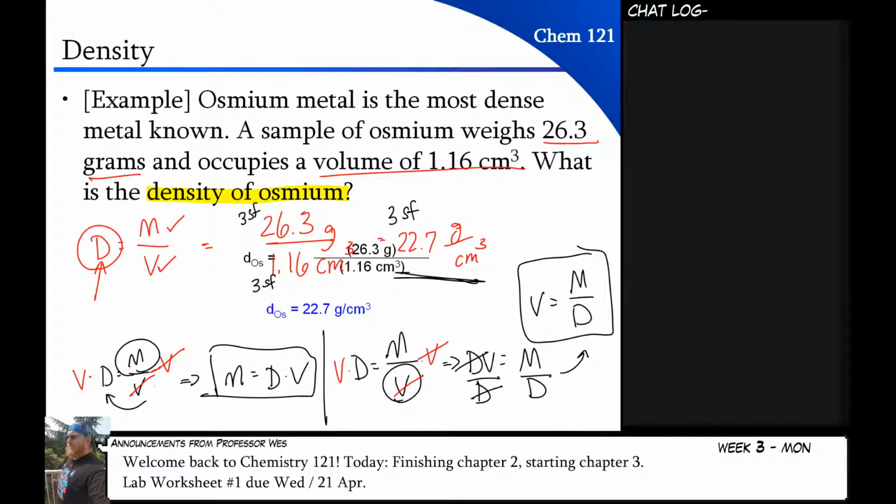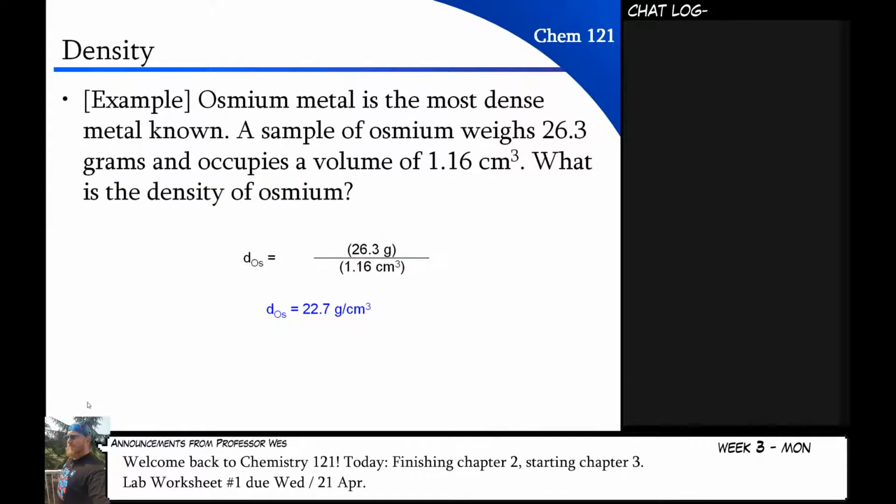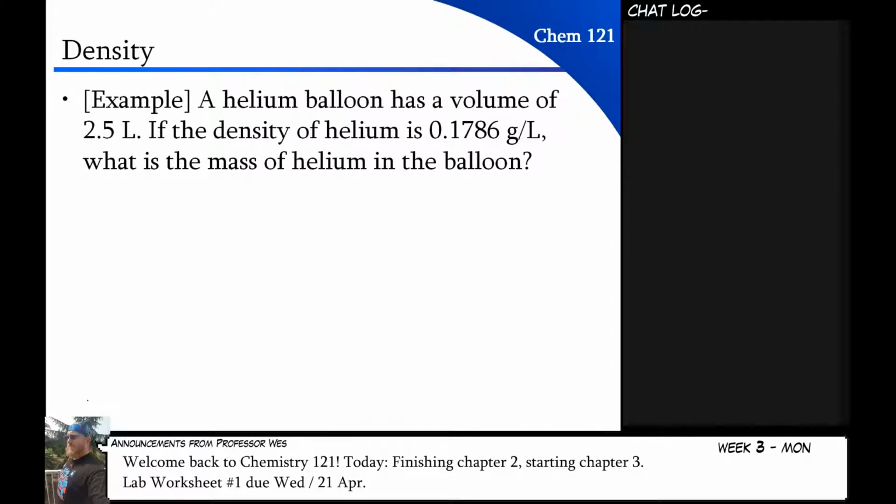All right, so I'm going to hit clear so that my slide, there's the answer. All right, here's problem number 2. A helium balloon has a volume of 2.5 liters. The density of helium is 0.1786 grams per liter. What's the mass of helium in the balloon?